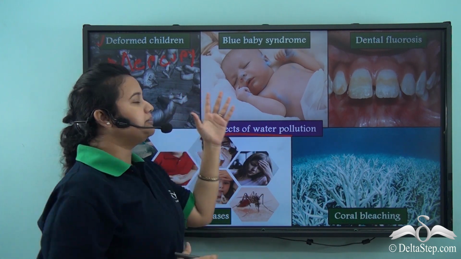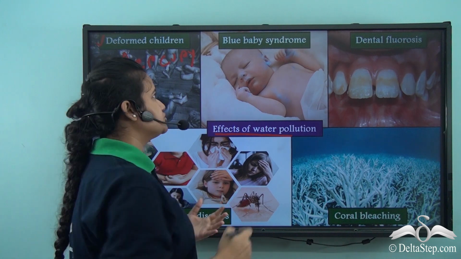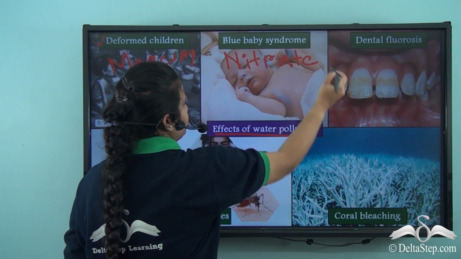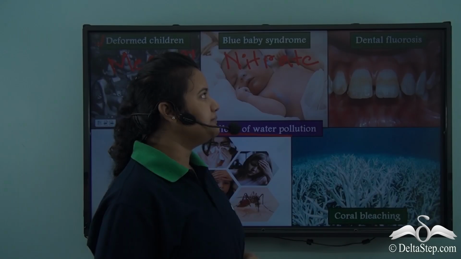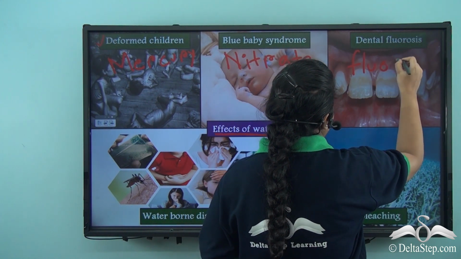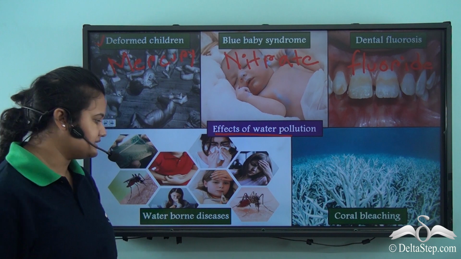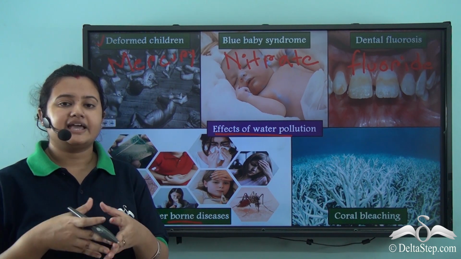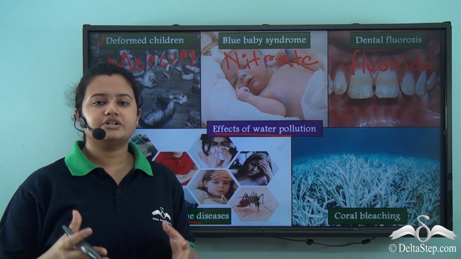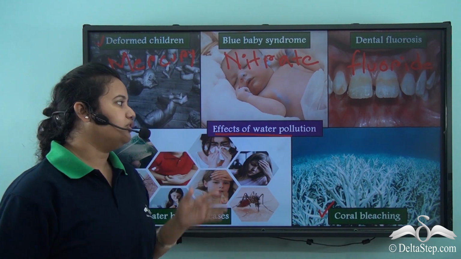Next, we read that blue baby syndrome is caused when excess nitrate, which is a powerful water pollutant, is present in water bodies. So blue baby syndrome is another effect of water pollution that is caused due to the presence of excess nitrate in water bodies. Similarly, dental fluorosis is caused due to the presence of excess fluoride in water bodies. Apart from these diseases, various waterborne diseases like cholera, typhoid, jaundice, etc. can be caused by consuming contaminated water directly. Next, we also discussed that ocean acidification and coral reef bleaching are also other effects of water pollution.